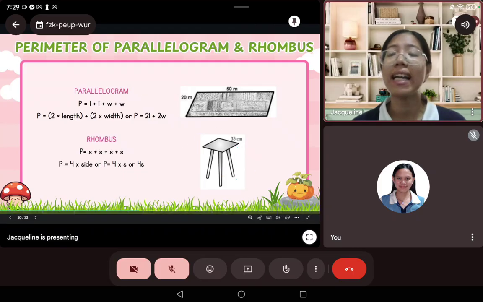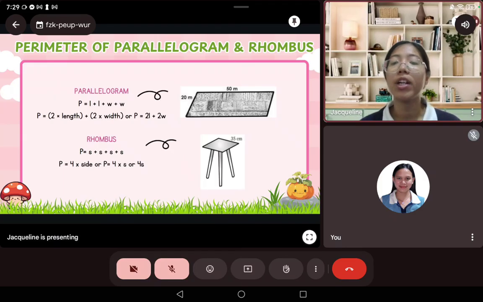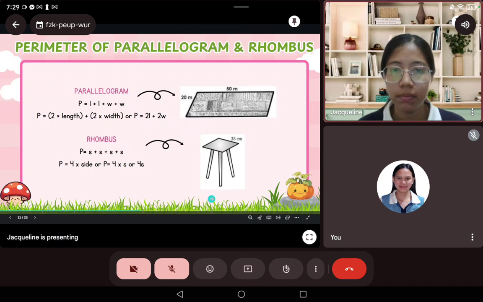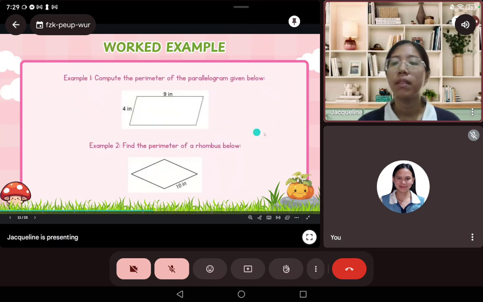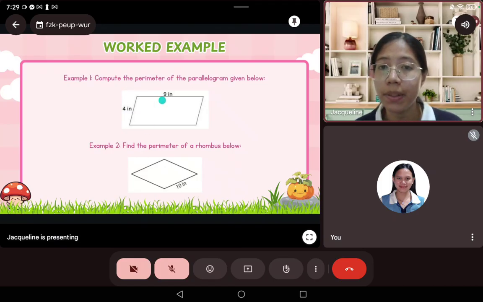Very good, class. So again, class, what is the formula of the parallelogram? P equals 2L plus 2 width. And for the rhombus, P equals 4 times S. Very good. So now, let's proceed. Alright, so let's try another example, okay?